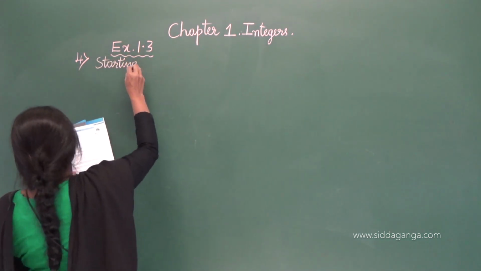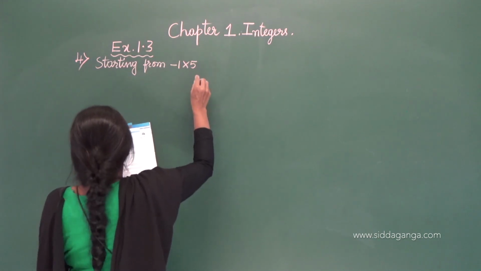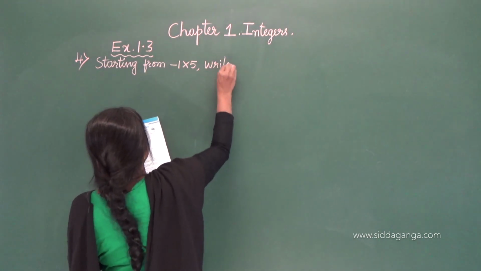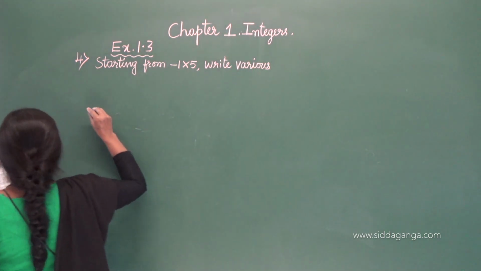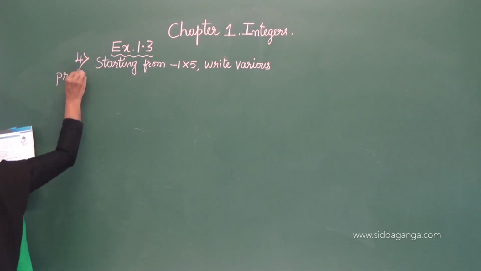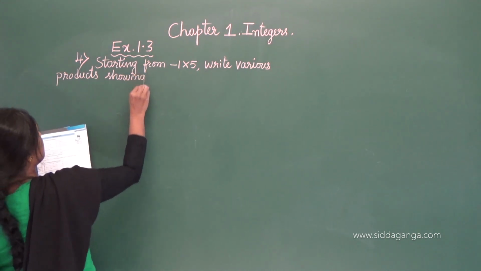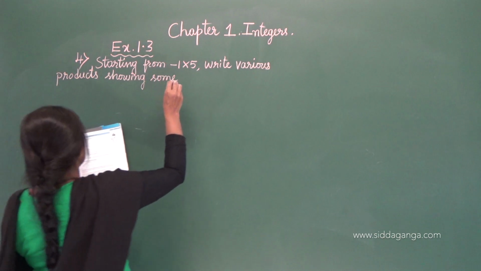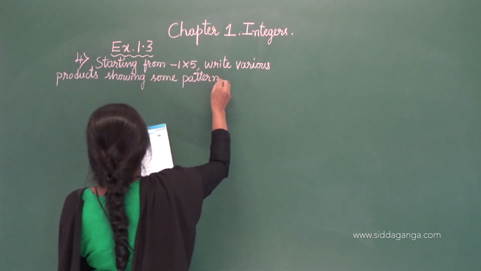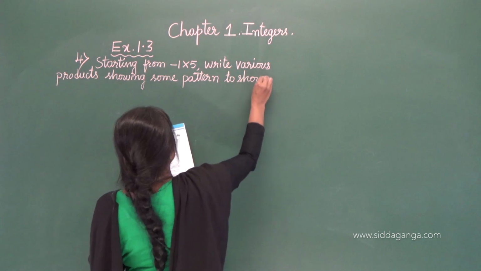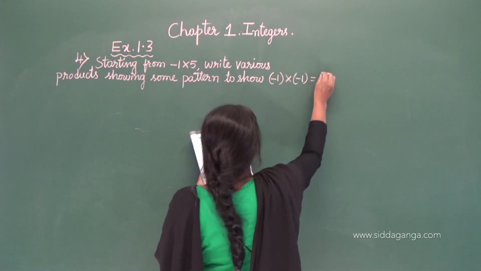Starting from -1 into 5, write various products showing some pattern to show -1 into -1 that is equal to +1.